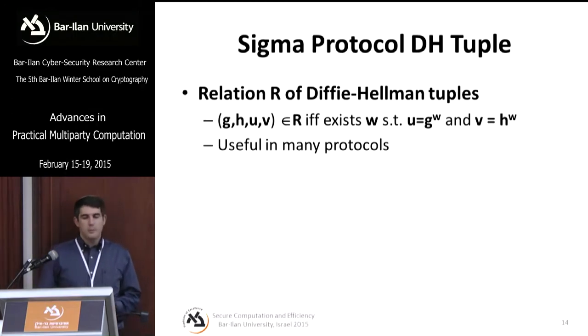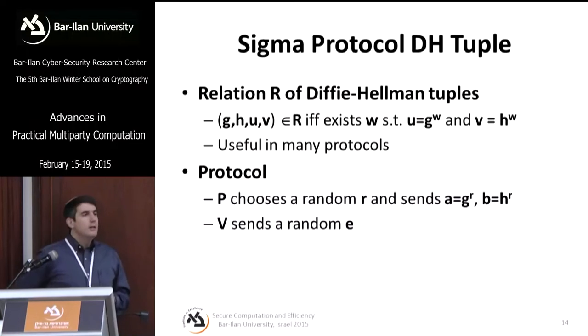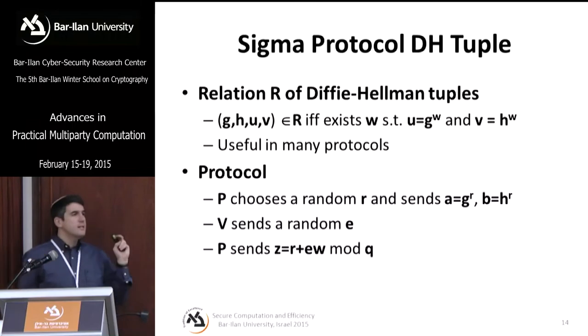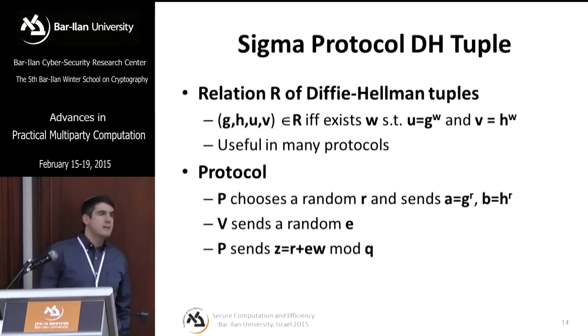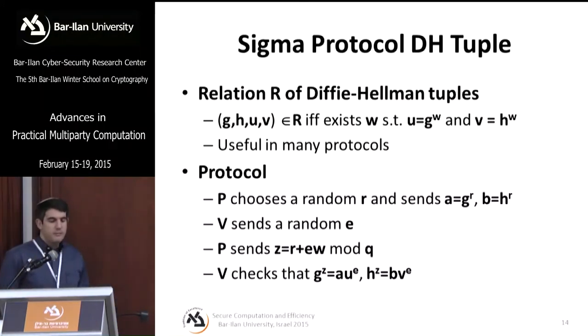It's useful in many, many protocols. The system is very similar to Schnorr. The prover chooses a random R, but instead of just computing G to the R, it computes G to the R and H to the R. That's A and B, and it sends A and B to the verifier. The verifier again just chooses a random E, and then the prover sends the same thing as before, Z equals R plus EW mod Q. The verifier now checks two things: first, that G to the Z equals A U to the E, and secondly, that H to the Z equals B V to the E.